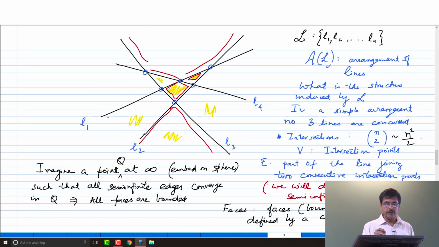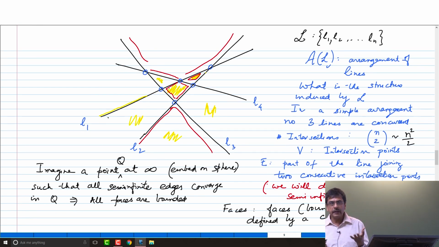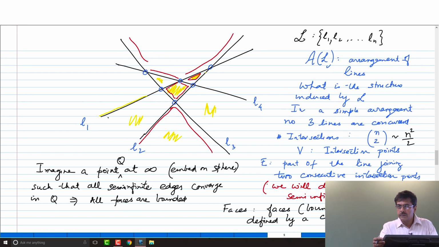On the other hand, you can look at it more closely because it's a geometric graph, defined by some geometric objects. Let's look at any one line, like this. This line will contain how many intersections? n minus 1. And therefore there are how many edges? Including the two semi-infinite ones, there will be n edges. So each line contains n edges, and therefore the n lines will contain about n square edges. So you got a bound there very easily.